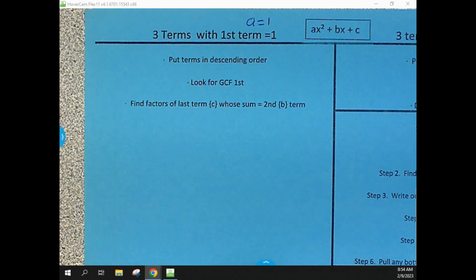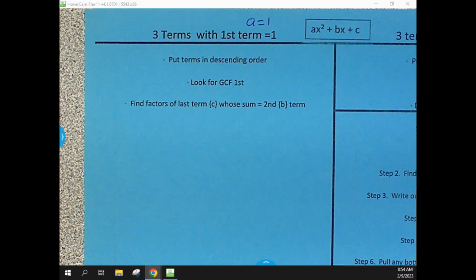Okay, and then basically here's what we're going to do. When we've got this situation, we're going to find the factors of the c term whose sum is equal to the b term. And we're not going to do anything with the a value because it's 1. Because the first term is 1, it's a shortcut, and it makes things go a little bit quicker, a little bit faster.